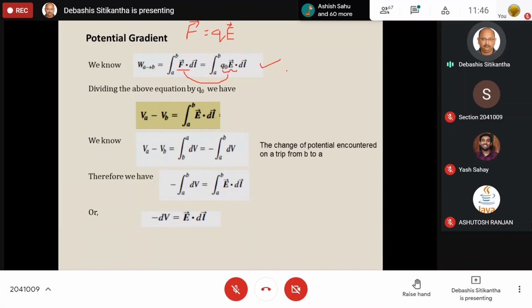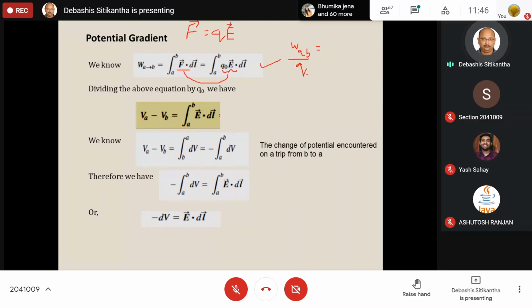Now we all know that your potential WAB is nothing but it is WA minus WB, or sorry, it is equal to WA by Q0.